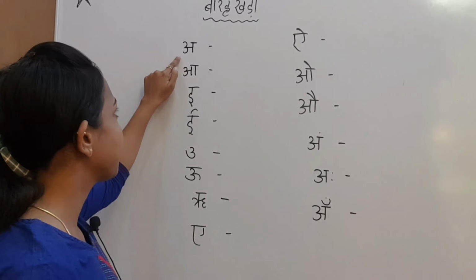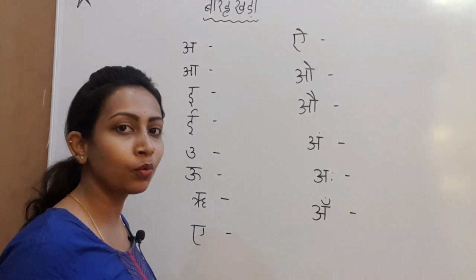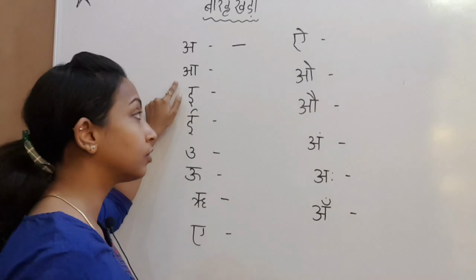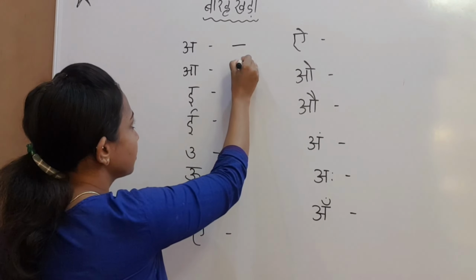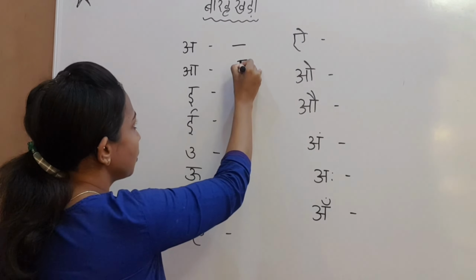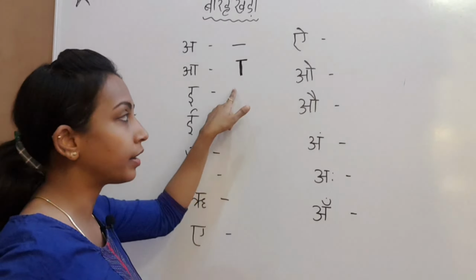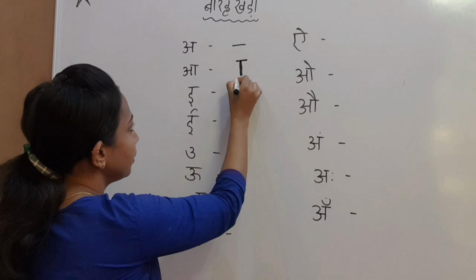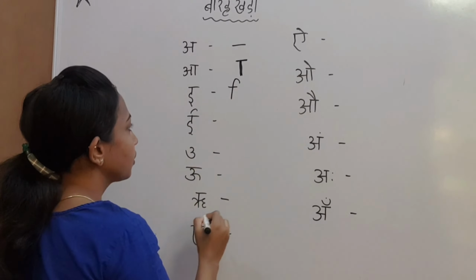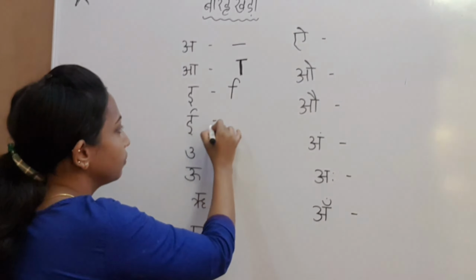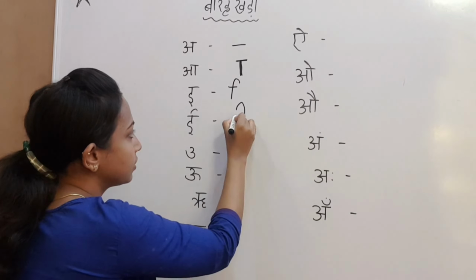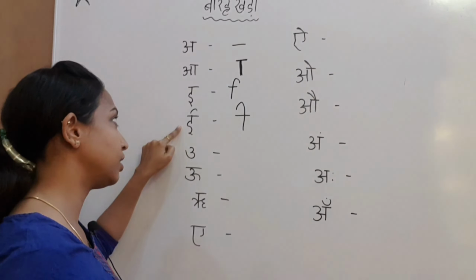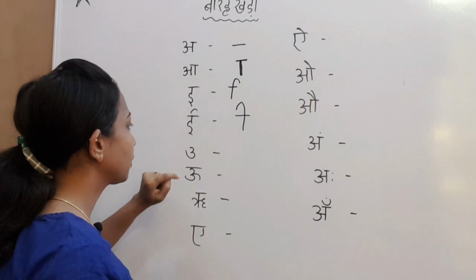First one is A. A has no symbol. For Aa, we have the symbol like this, one vertical line. Then I. For I, we put a symbol on the left side. For Ee, we put a symbol on the right side. Okay, so this Ee gives a long sound, and the first one is short I.